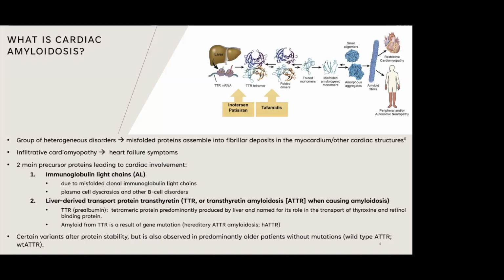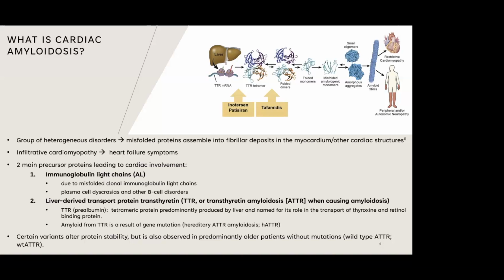Usually we think about two main precursor proteins that lead to cardiac involvement. Number one is our immunoglobulin or AL amyloid light chains. These are the misfolded clonal immunoglobulin light chains that we often see in plasma cell disorders or B cell disorders. Then we also have the liver-derived transport protein transthyretin, TTR, which is essentially pre-albumin, a tetrameric protein made by the liver, and it's named for its role in transporting thyroxine and retinol binding proteins.